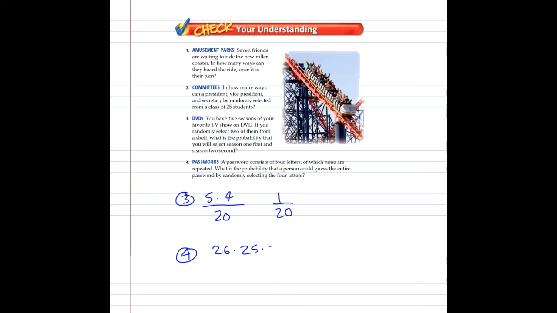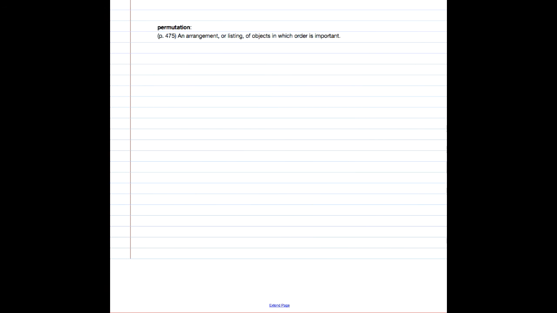26 letters in the alphabet times 25 times 24 times 23, because the letters cannot repeat, gives you a total number of outcomes of 358,800. So the probability of a person randomly selecting the letters of the password is 1 in 358,800. Not good.